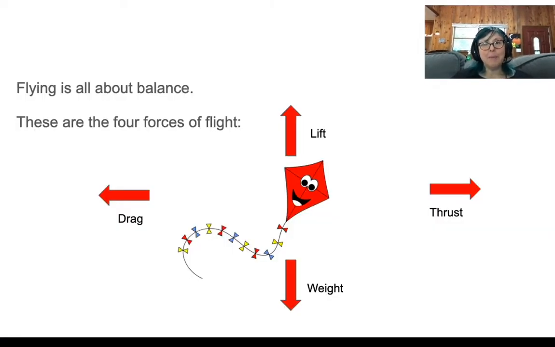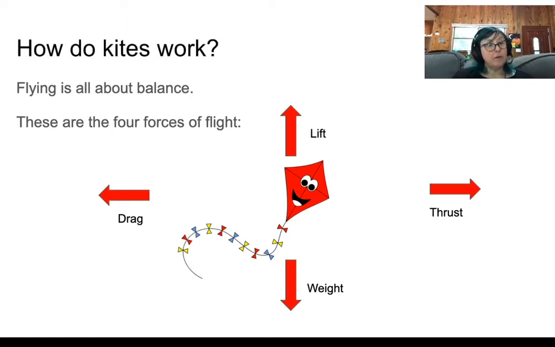So, what makes a kite fly? Flying is all about balance. There are 4 forces of flight, and we're going to go through them. There's lift, thrust, drag, and weight. Let's go through those 2 at a time because it's a balancing act.